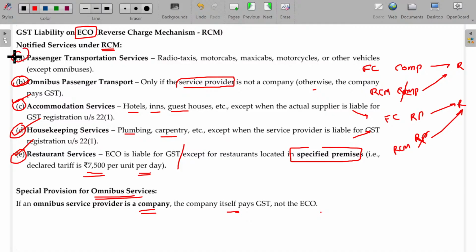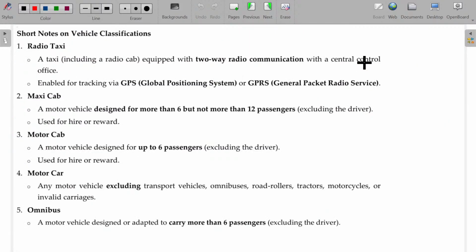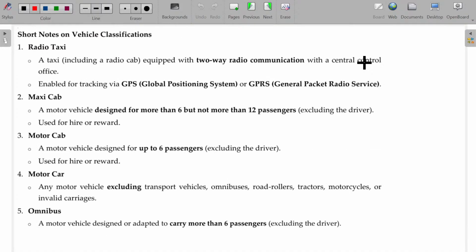Here also, passenger transport services. Passenger transportation services will include, other than omnibus services, radio taxis, motor cabs, maxi cabs, motorcycles and other vehicles and all. Is that okay? So, what is called radio taxi, maxi cab, motor cab and motor car, omnibus and all. You have to understand these terms also a little bit, very rare. Leaving the omnibus, all these things are grouped into a single item.